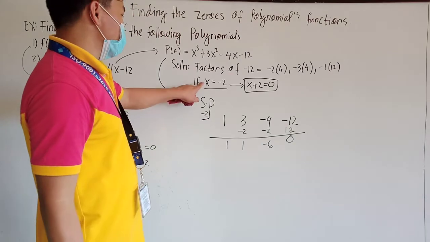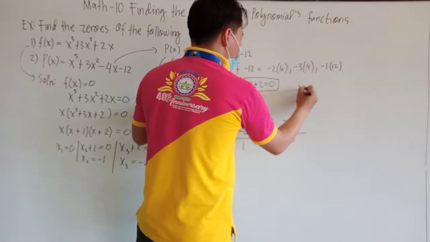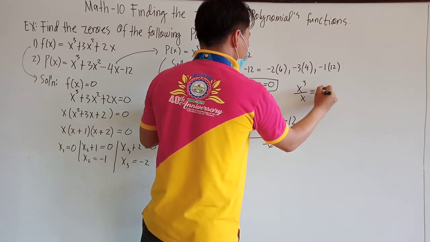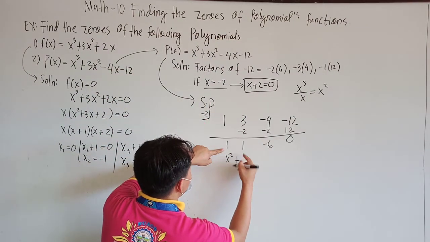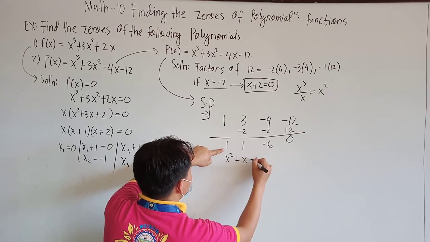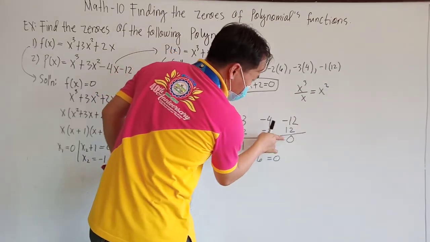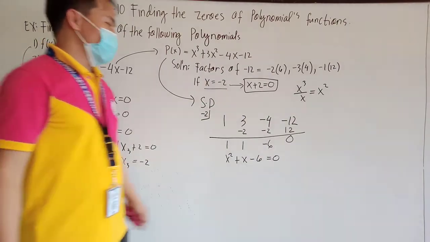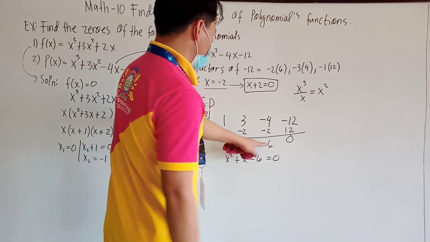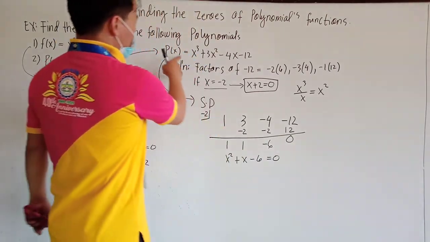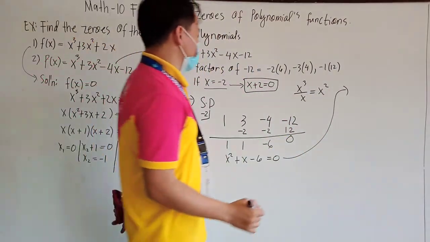And remember, this is x and this is x cubed. If we divide x cubed by x, the result is x squared. So the first term is x squared. Then x squared followed by x, then minus 6, and the remainder is 0. So x squared plus x minus 6 is equal to 0. That is the remaining function. This is how it is formed.